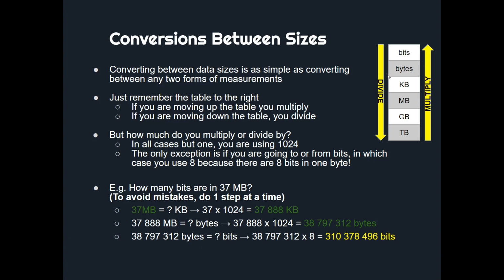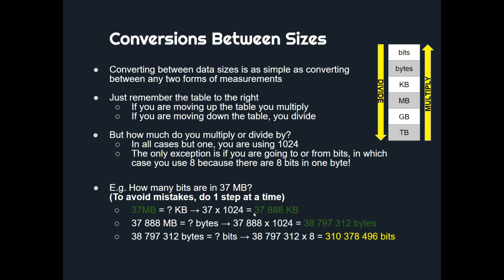Now, what about these ones? All of these ones are factors of 1,024. So anytime you're going past here, you're always dividing by 1,024. Anywhere you're going up here, you're multiplying by 1,024. The only time it's 8 is when you're going between bits and bytes. That's the exception to the rule. Everything else is 1,024.